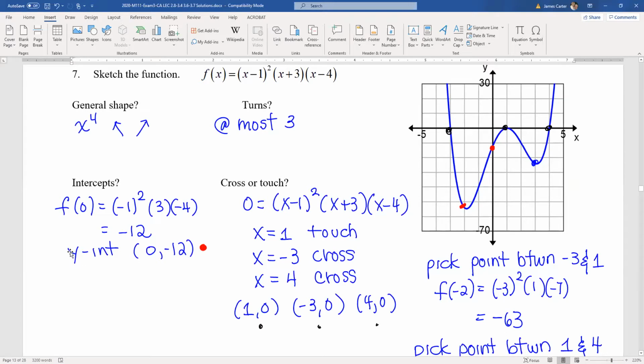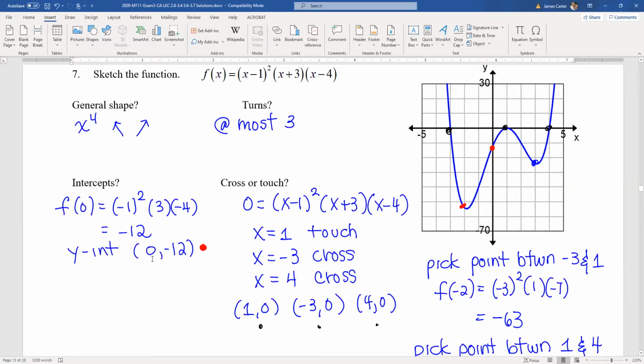Okay, for our intercepts, if we let x be 0 in all of these, then we'd have -1 squared times 3 times -4, okay? And that would give us a value of -12. So our y-intercept in this case is -12. Notice our scale here. This is not the same scale up and down as it is sideways. Each one of these squares is 10.